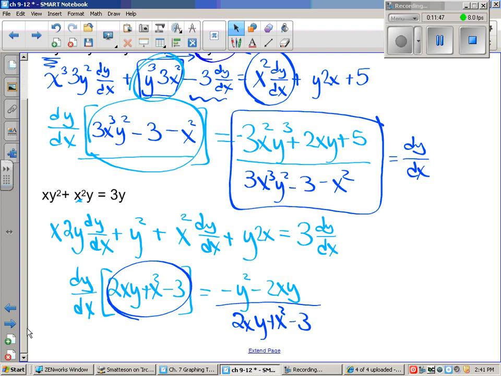So hopefully that gives you enough examples for you to see implicit differentiation, and that's what we will be working on in the days ahead.